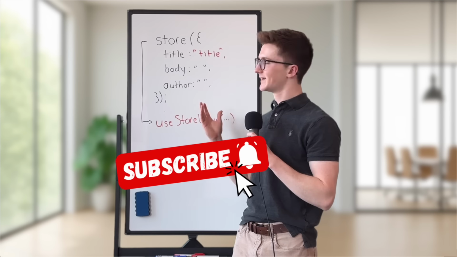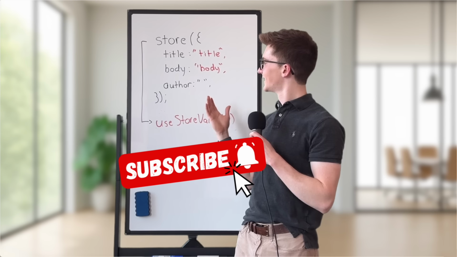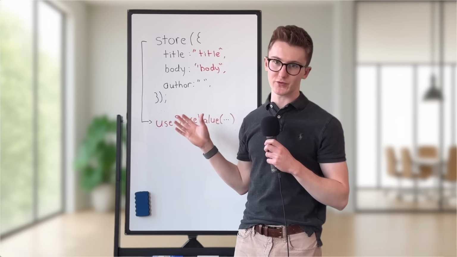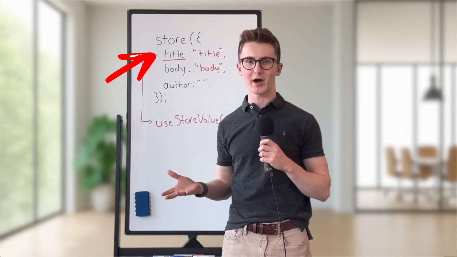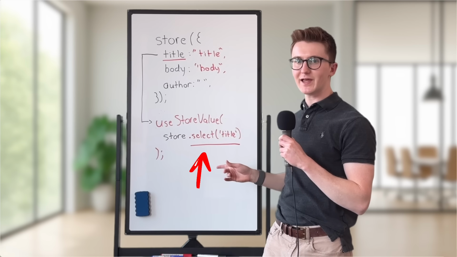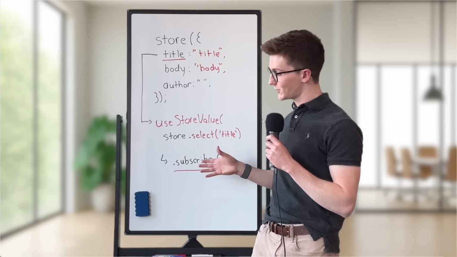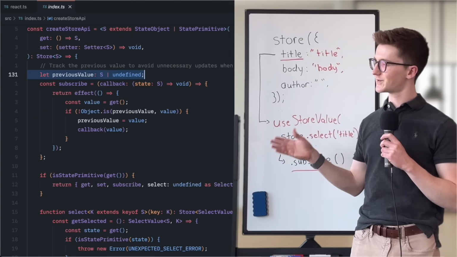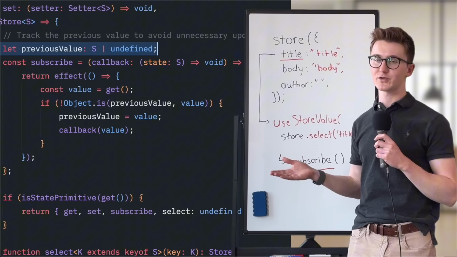It's pretty simple. So that means if we called useStoreValue with the whole store as an argument, every time we set the title, subscribe gets called and the component re-renders. We set the body, subscribe gets called and the component re-renders, and so on for any change to the store. But what if we care about just one of the keys, like subscribing to the title property? Well, that's where we call .select on our store to say what key we care about.